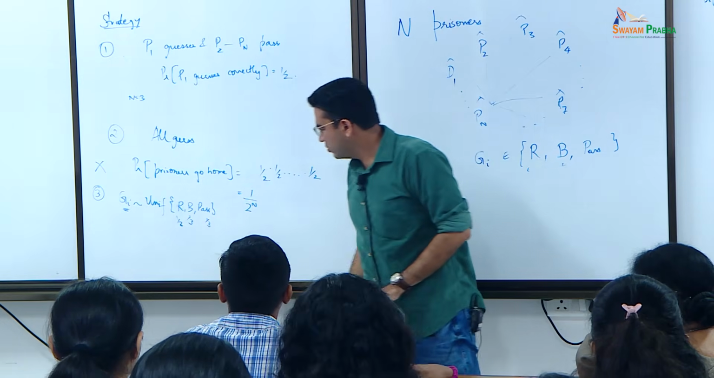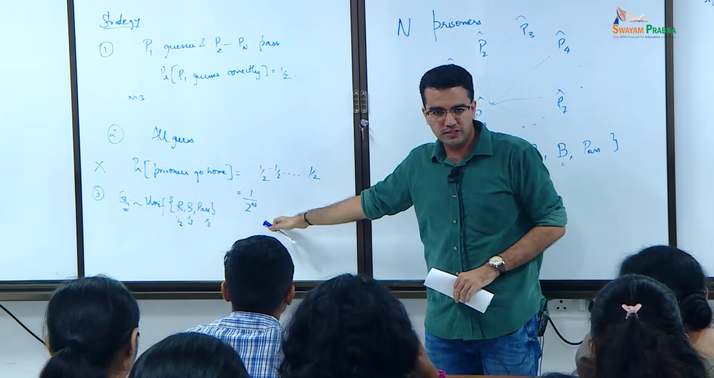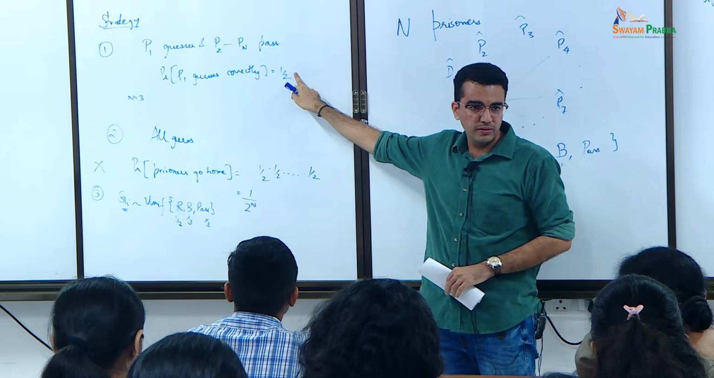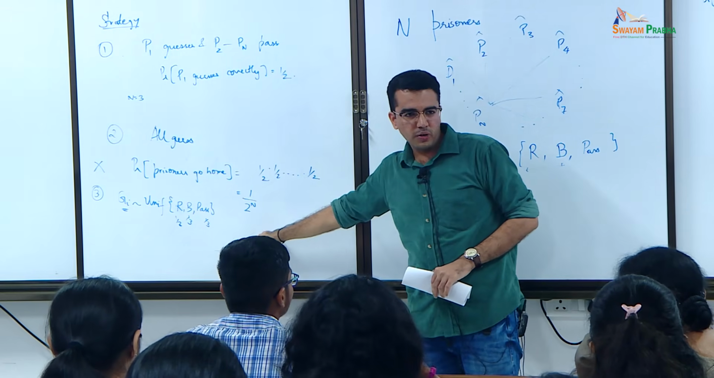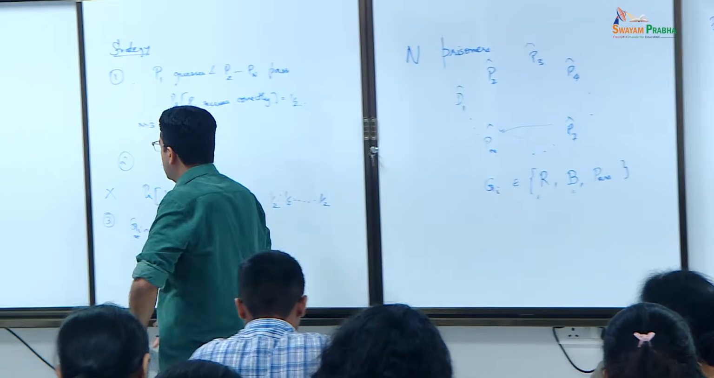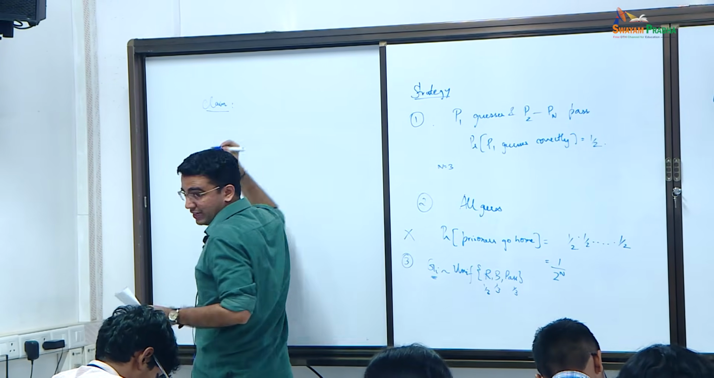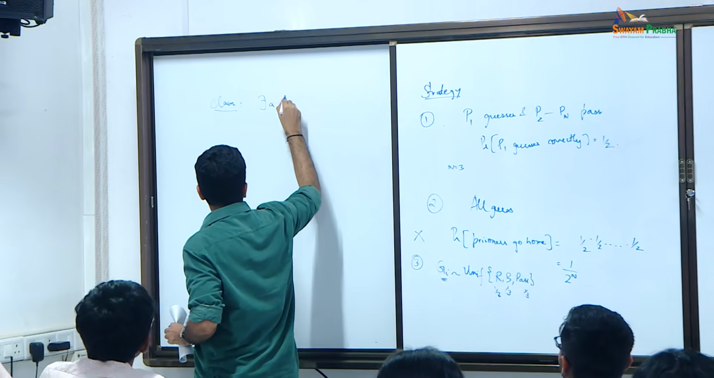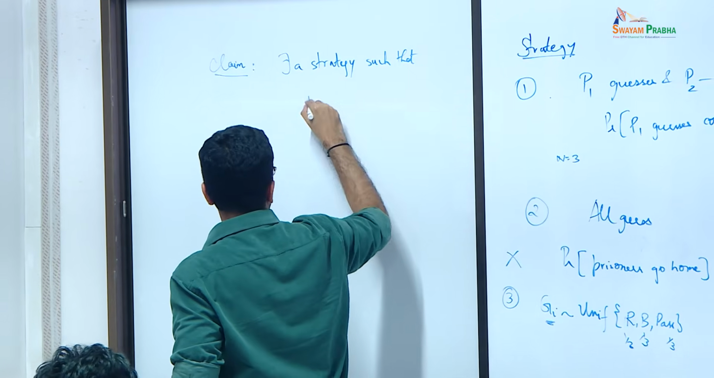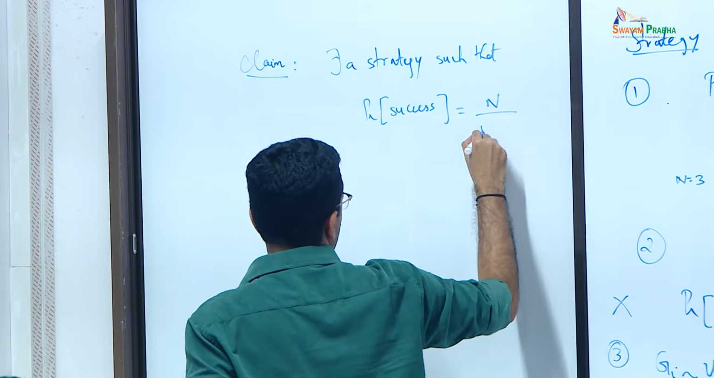But none of these probabilities look very encouraging. For example, you have half here. You have 1 by 2 to the n, which is particularly small, of success. You have half here. Half is okay, but still not good enough. Here too, if you calculate, this probability also turns out to not be too good. My main claim is this: you can devise a strategy. So there exists a strategy such that the probability of success is n by n plus 1.